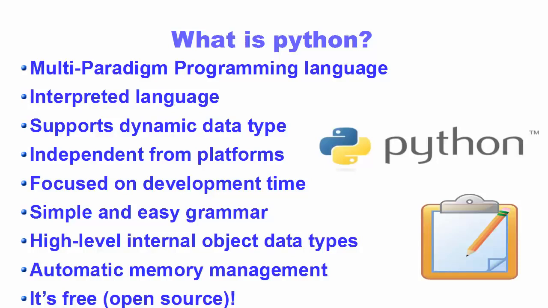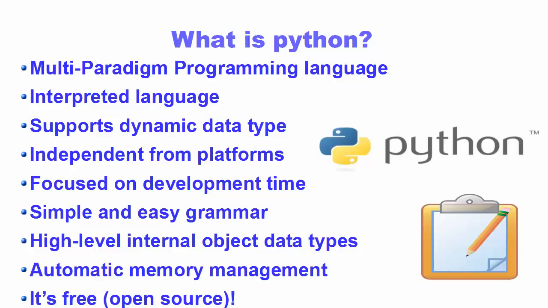Now, Python supports dynamic data types. To understand this, we need to understand the difference between statically typed and dynamically typed programming languages. Statically typed programming languages do type checking at compile time, as opposed to runtime, and dynamically typed programming languages do type checking at runtime, as opposed to compile time.